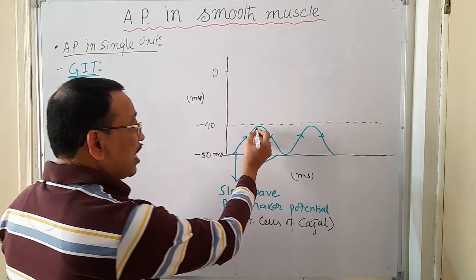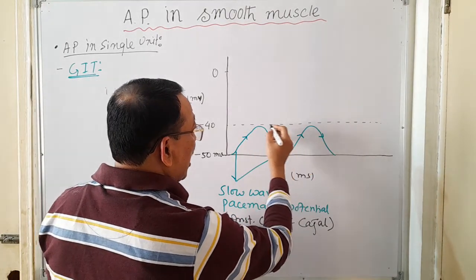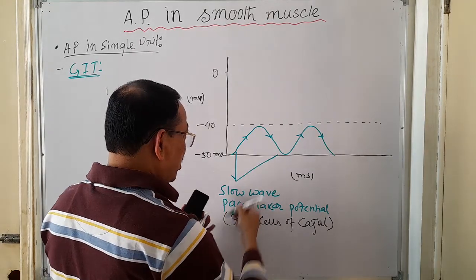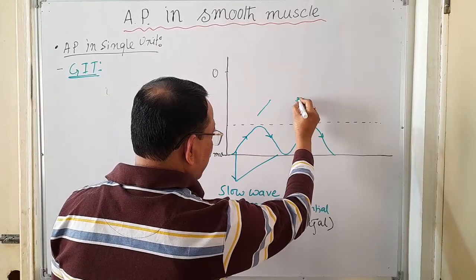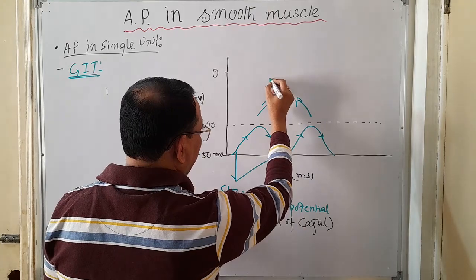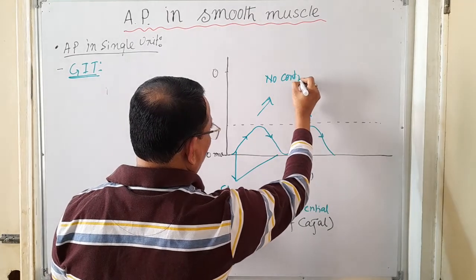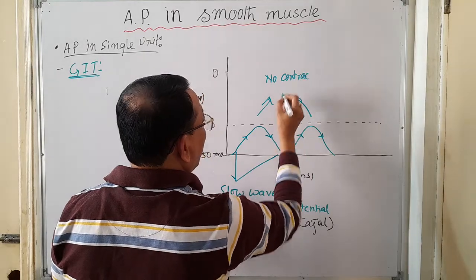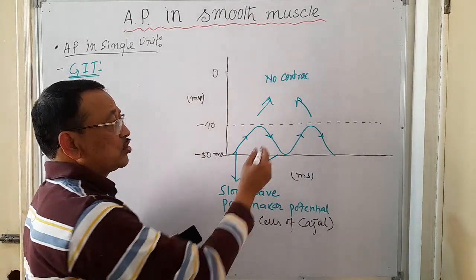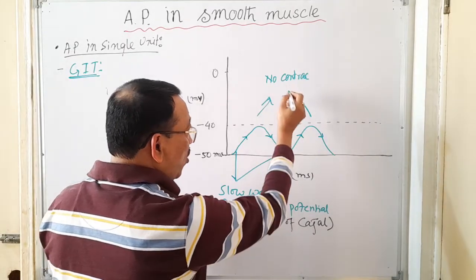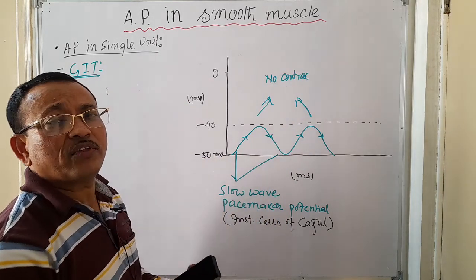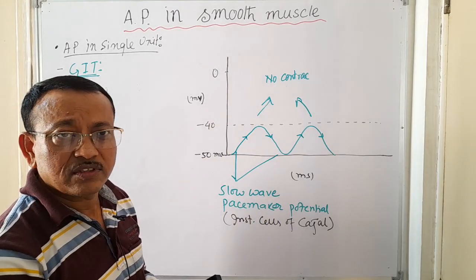But these slow wave potentials do not cause any contractions. No contraction is initiated, no contraction of the GI muscle. So this wave cannot cause the contractions of the GI tract.